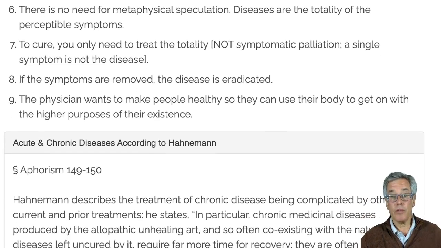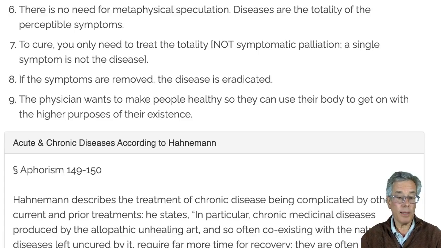So, 6, there is no need for metaphysical speculation. Diseases are the totality of the perceptible symptoms. So what he's saying there is we don't infer ideas about a disease, be it just an idea. Like you might think, well, I have mold in my house causing me my exhaustion. Well, unless you test for that, and perhaps externally in the house and internally by markers that could show that you're in reaction to mold, you won't really know. So you can't guess.